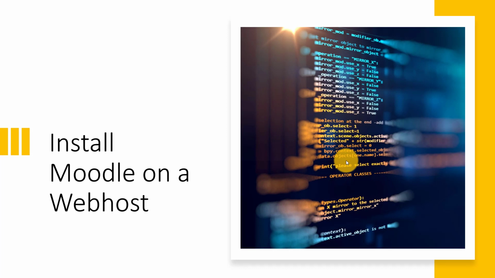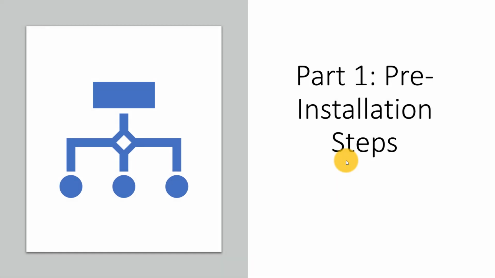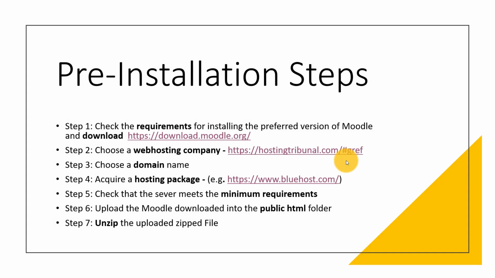Now let's go properly into installing Moodle on a web host. How do you get Moodle installed on a web host? That is on a computer that is available for everybody to use. So we'll be looking at the steps to get this done. So part one of this is the pre-installation steps. Before you go to install, there are certain things that need to be sorted out. We'll look at them one after the other.